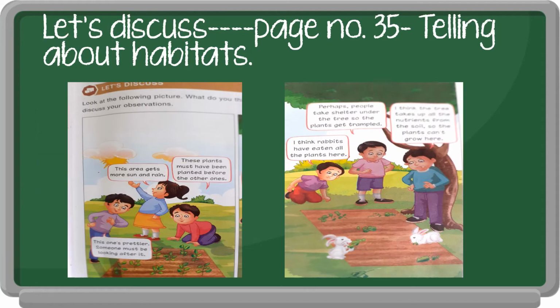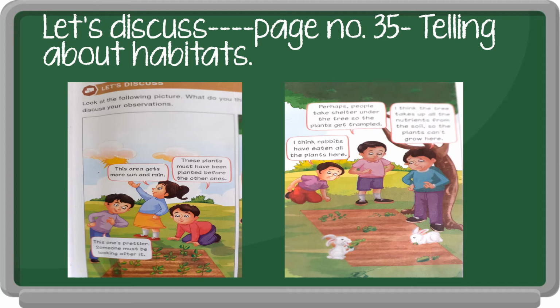Now let's come to page number 35. Here you can see two pictures. A few children are there and they are discussing why these plants are growing so beautifully in picture number 1 and why they are not growing so nicely in picture number 2. If you see picture number 1, the children are discussing that this area gets proper sunlight and air. That's why the plants are growing nicely. The second boy is saying these plants must have been planted before the other ones, that's why they have grown faster. The third one is saying this one is prettier because someone is looking after them.